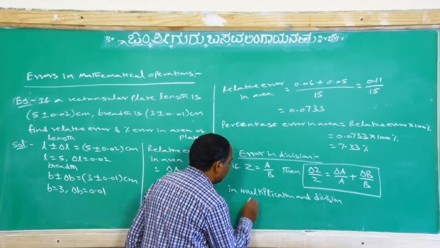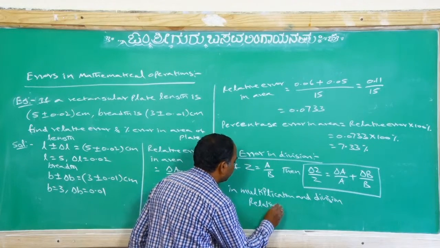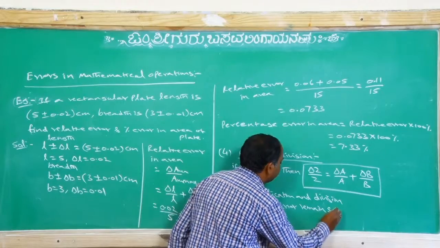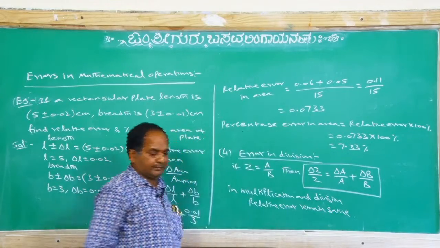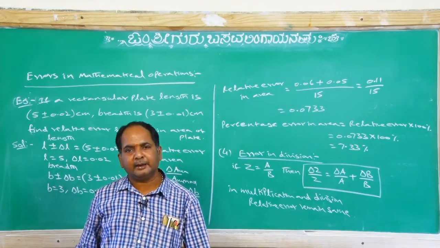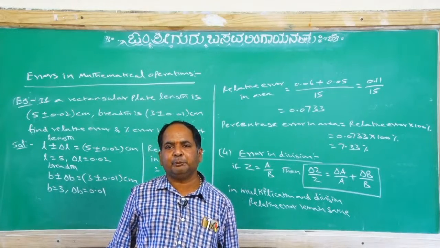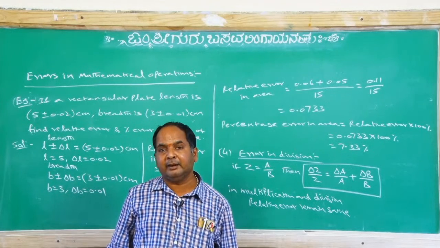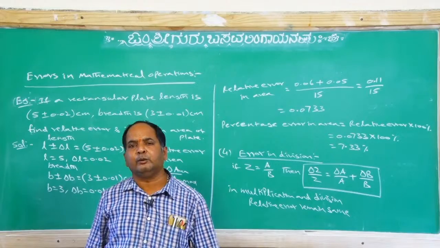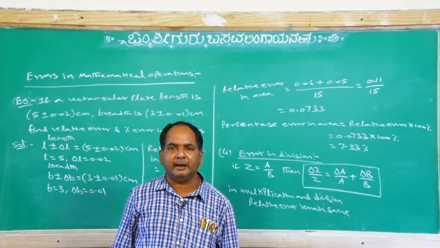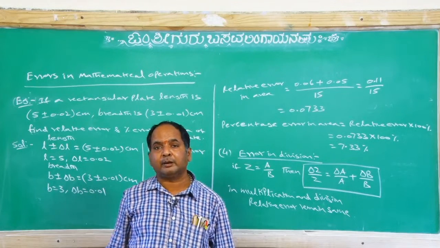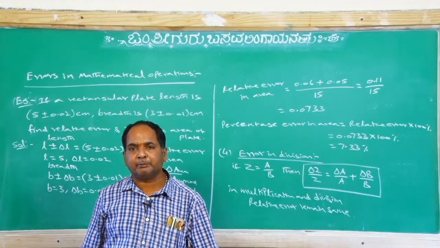In multiplication and division, relative error remains the same. So there is no change in multiplication and division for relative error. Remember this carefully. In the next period, we will see powers. After that, we should know the rules for significant figures, which you already learned in chemistry. Afterwards, we will move into rules for rounding of numbers. Then this chapter will be concluded.